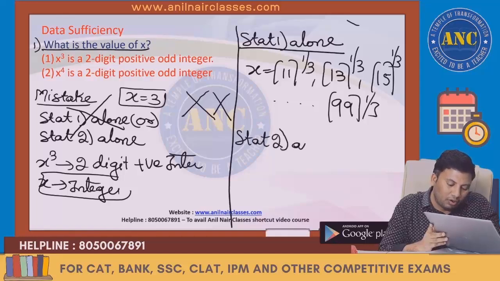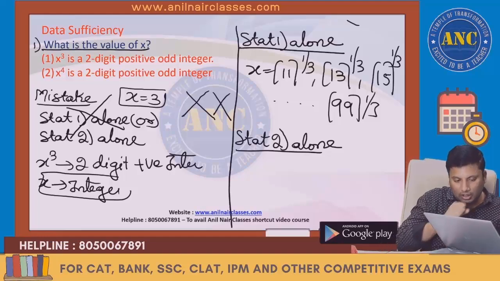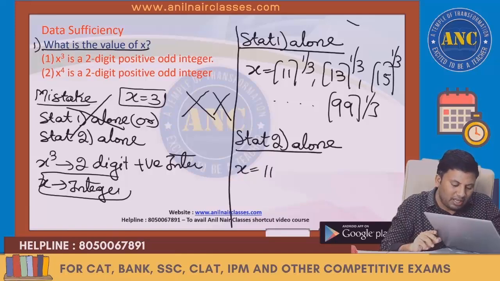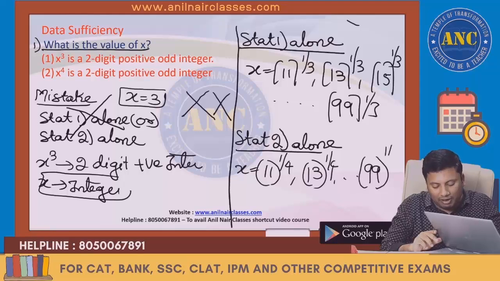Statement 2 alone. X power 4 is a 2-digit positive odd integer. That also means x can be 11 power 1 by 4, x can be 13 power 1 by 4, x can be 99 power 1 by 4.